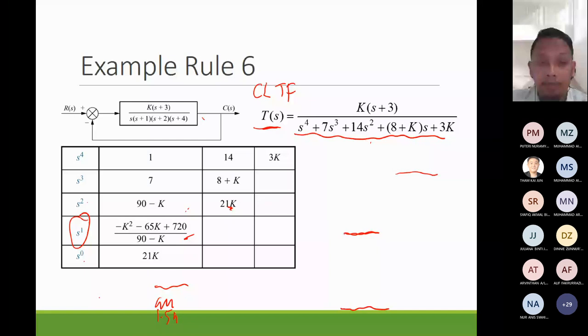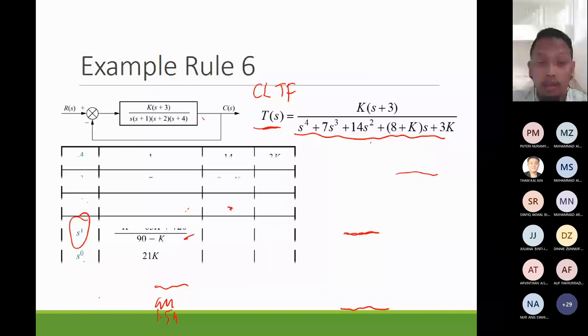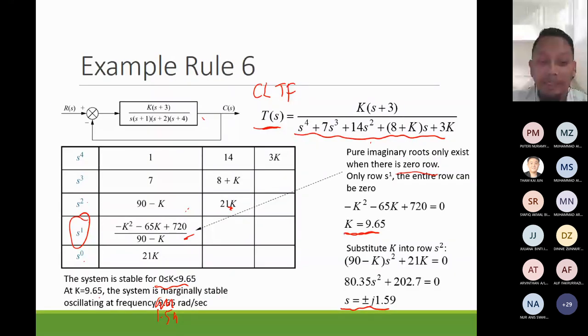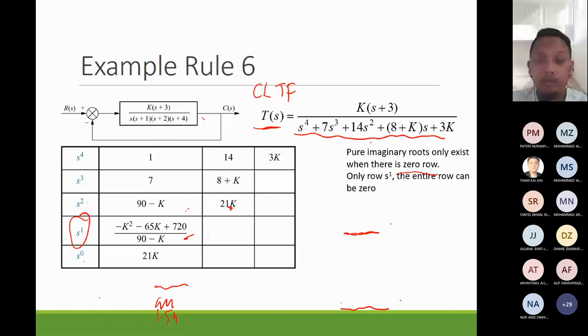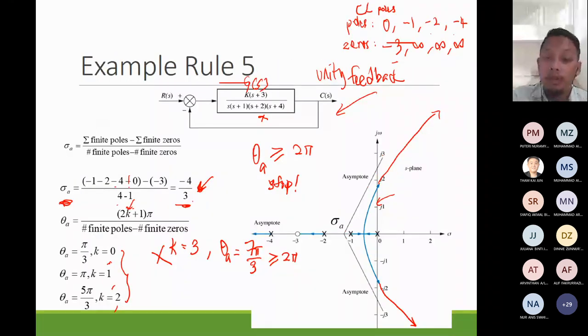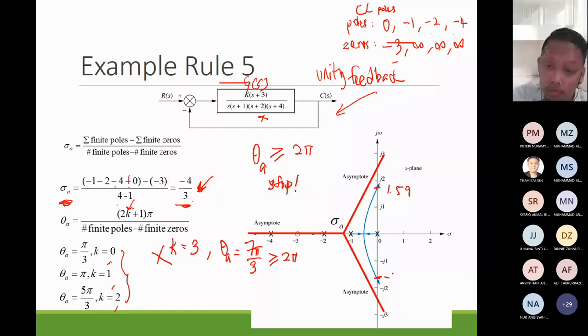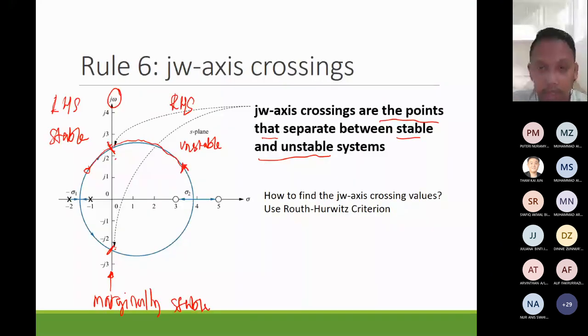Later we will see more examples on this. To determine the J omega axis crossing, you need to use the Routh-Hurwitz criteria, finding the value of K and then finding the value of S. This value of S is the location of the J omega axis crossing. I think it's the same transfer function as this one. So the J omega axis crossing is somewhere here, which is about 1.59, and also negative 1.59. But later we will see an example.